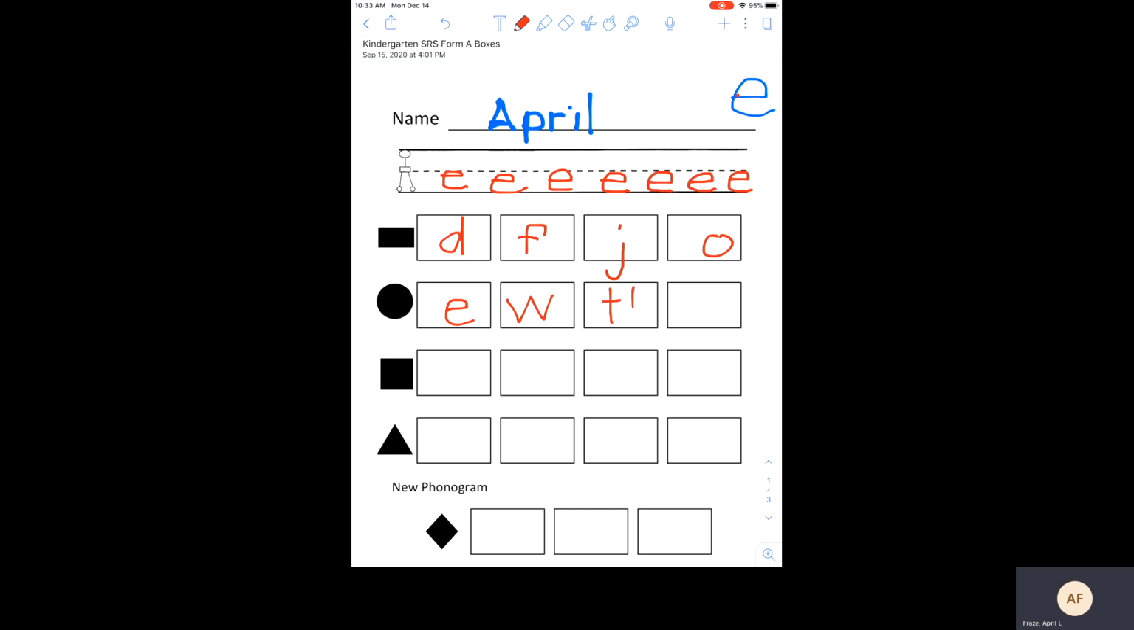Now write the sound th. T, H, thumb, th. Now write the sound i. I, itch, ih.